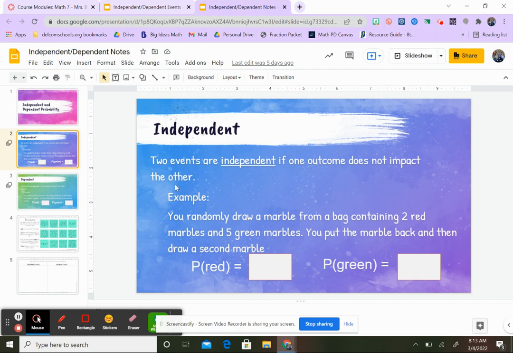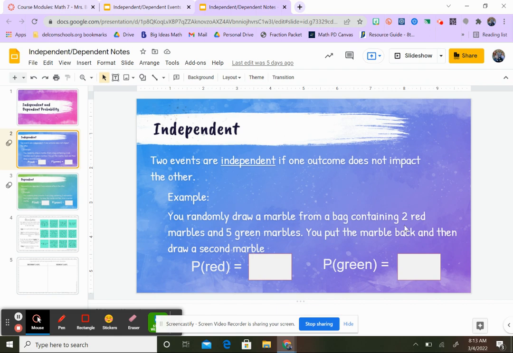And so what will happen is you'll be asked to find like the probability of something, which I'm not asking you guys to find the probability today. I'm asking you to just categorize them. You'll be asked to find the probability of events, and sometimes the first choice impacts the second, very similar to those compound events yesterday. So, two events are independent if one outcome does not impact the other.